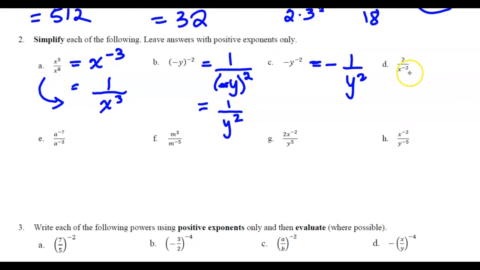Okay. Negative exponent on the x in the denominator, that has to go up to the numerator. The 2 didn't have an exponent, so it stays. And that's going to be times x to the positive 2.